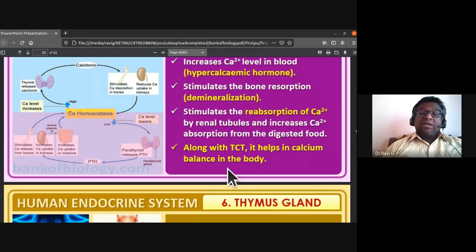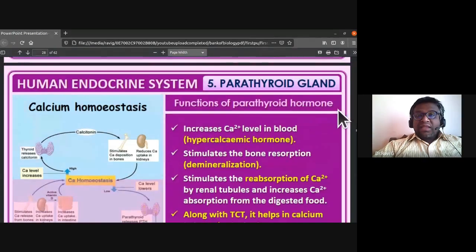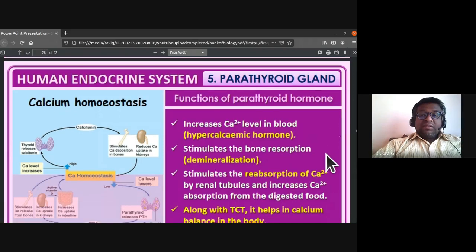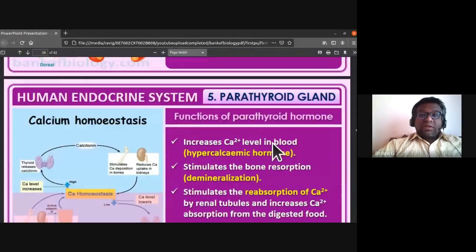So that is majorly done by the TCT, thyrocalcitonin, as well as the PTH, that is the parathyroid hormone. So, what is the role of the parathyroid hormone? It is going to increase the calcium ion level in blood. We call it a hypercalcemic hormone. So, the hypocalcemic hormone is the TCT, thyrocalcitonin.